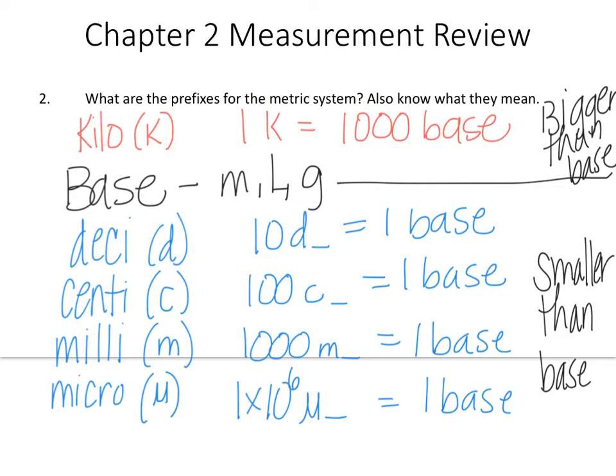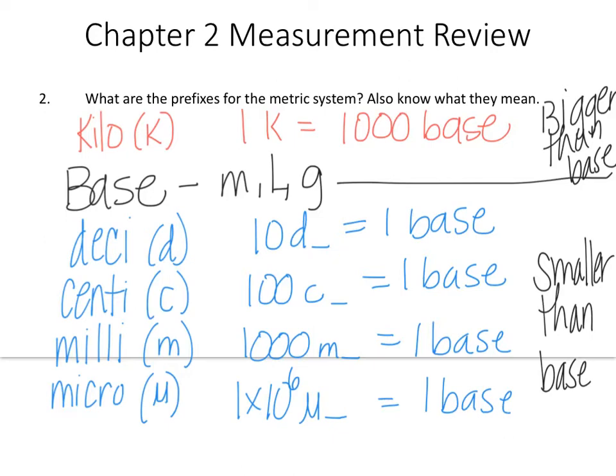1 kiloliter would be equal to 1,000 liters. 1 kilogram would be equal to 1,000 grams. So that's the way that works. The deci, centi, milli, and micro are all smaller than the base, so it takes a lot of them to equal the base unit. And anytime I say base, I mean meters, liters, or grams. So deci is 10 of the decimeters to equal 1 of the base units. If it was centi and you had meters, it'd be 100 centimeters to equal 1 meter. And then milli is 1,000, micro is 1,000,000, or 1 times 10 to the 6.